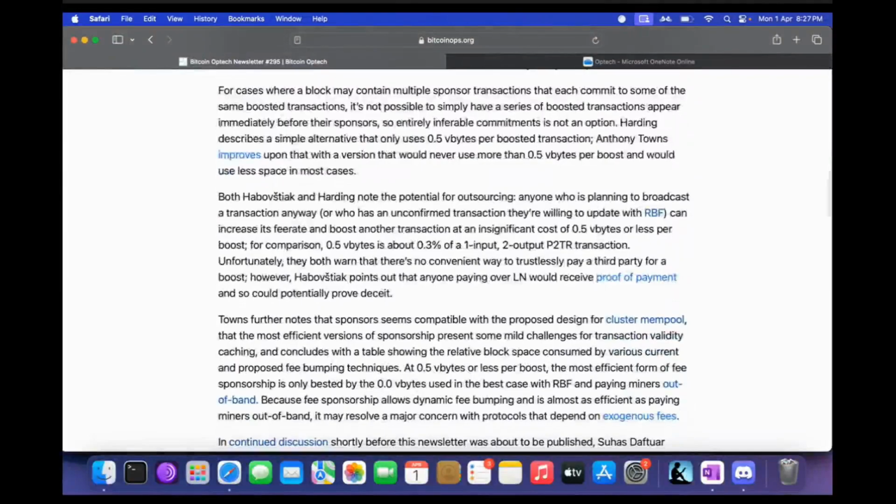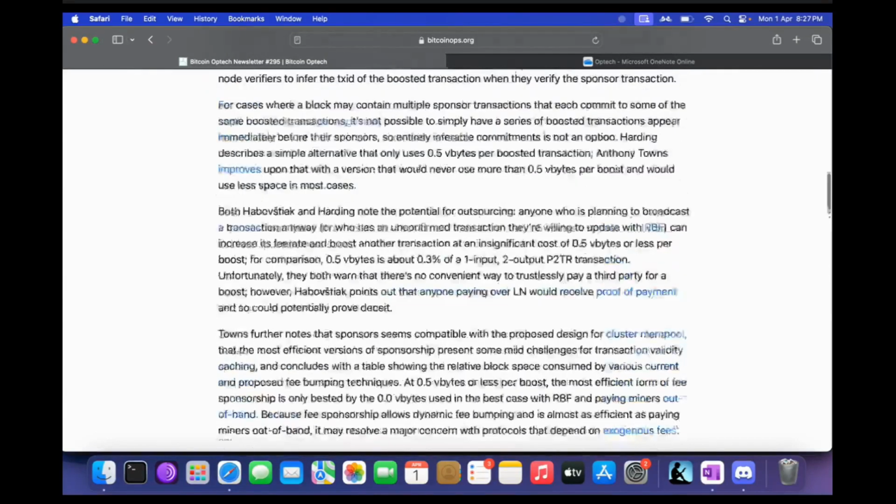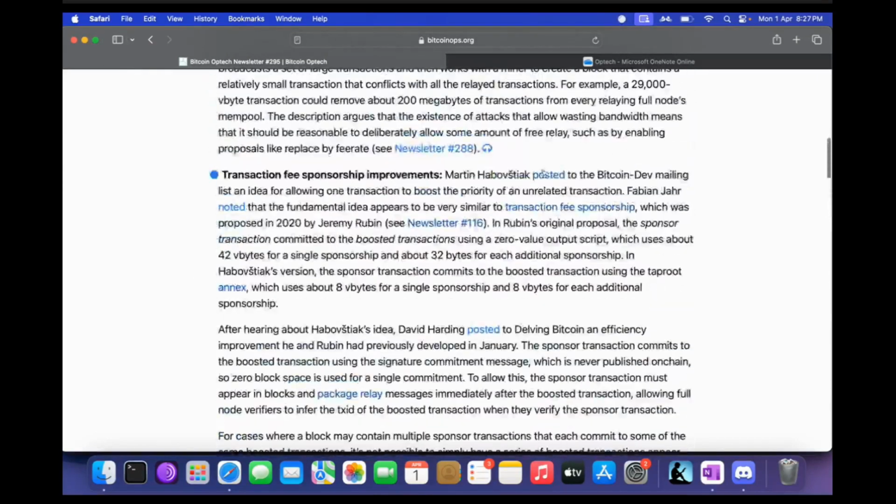Okay, so we will not go into all of them because that is outside the purview of this session. It will eat up a lot of time. We'll just talk about the one proposed by Martin Habovštiak, because that is the spine of this article. His proposal, I think he calls it "anyone can boost."